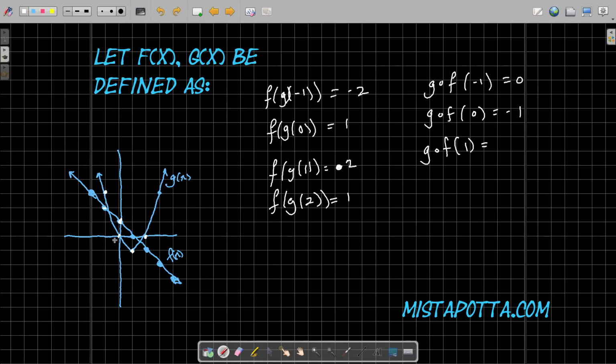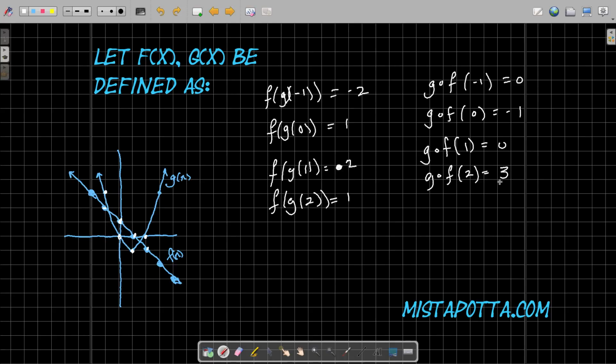G of f of 1? Plugging 1 into my line gives me 0. 0 into my parabola gives me 0. And I can do g of f of 2. Substituting 2 into my line gives me a -1. -1 into my parabola gives me a +3.